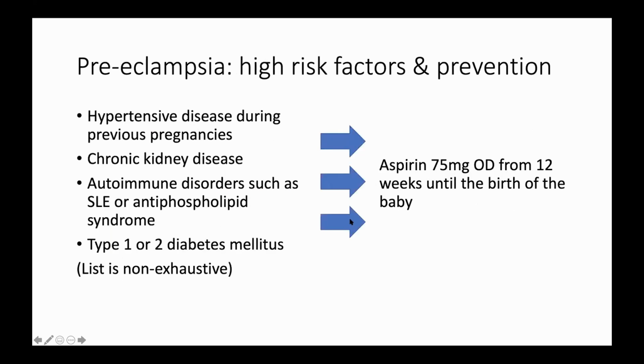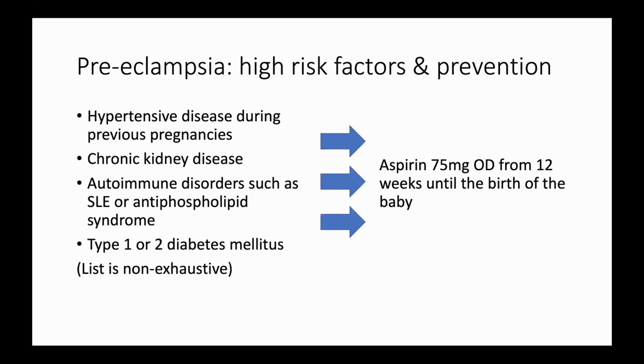The risk factors for preeclampsia were discussed at length last week as well. They tend to be divided into high risk factors and moderate risk factors. The high risk factors include those key ones that I've listed there. So hypertensive disease during previous pregnancies, chronic kidney disease, autoimmune disorders, and any type of diabetes. Those are classified as high risk factors for preeclampsia, and those women should be given aspirin, low dose aspirin, from about 12 weeks until the birth of the baby.